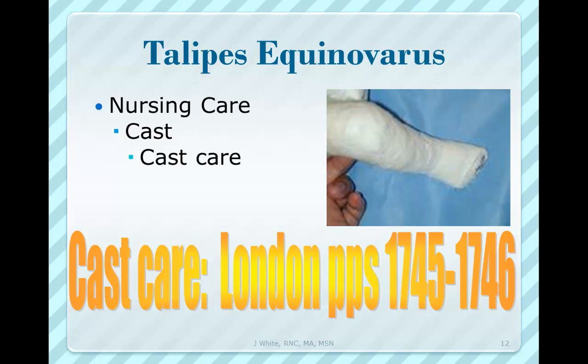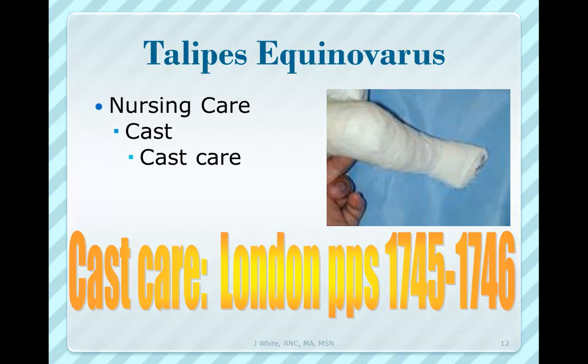If it's a plaster of Paris cast, you have to be careful about getting it wet. A wet plaster of Paris cast will disintegrate. It won't be supportive. It won't do any good. So you got to keep it dry. The baby cannot be tub bathed, cannot get this wet, cannot get it wet with urine either. So you need to protect that.